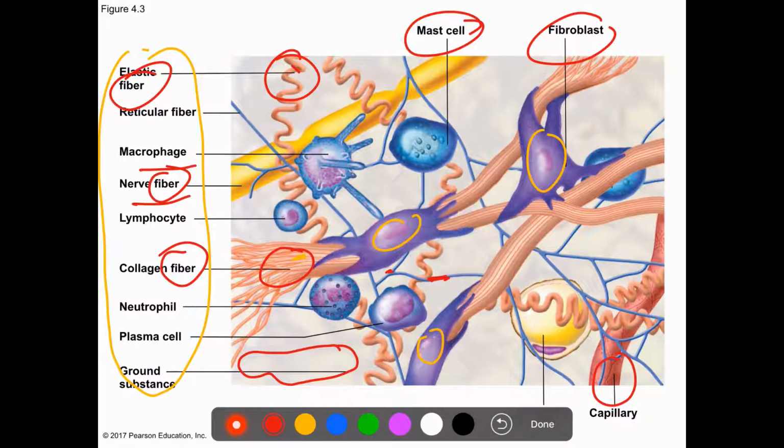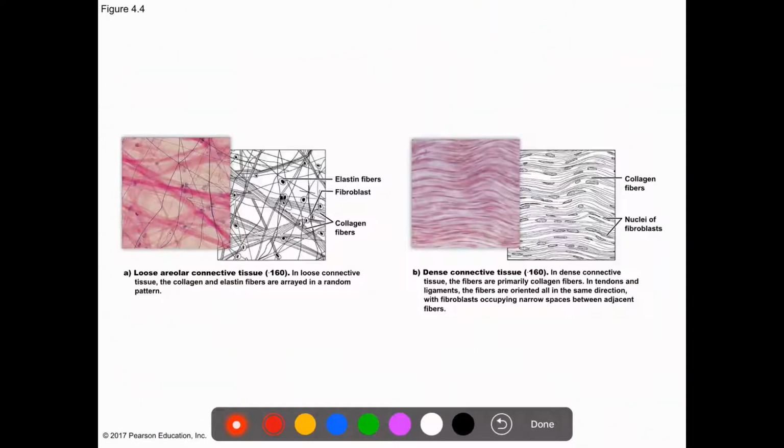And as you can see, there are a lot of spaces between these cells. All of these spaces, it's not just air, it's that matrix, that ground substance that forms the matrix. And technically, the ground substance plus the fibers, these are the matrix.